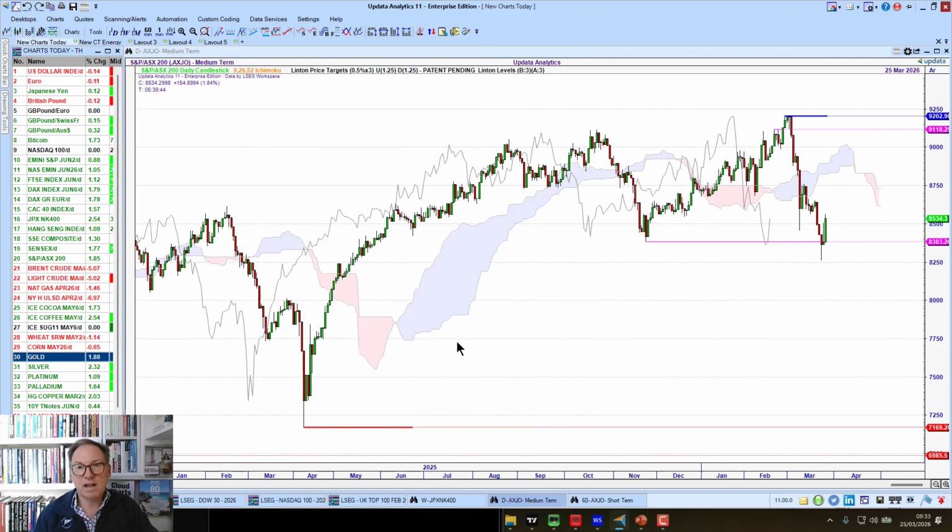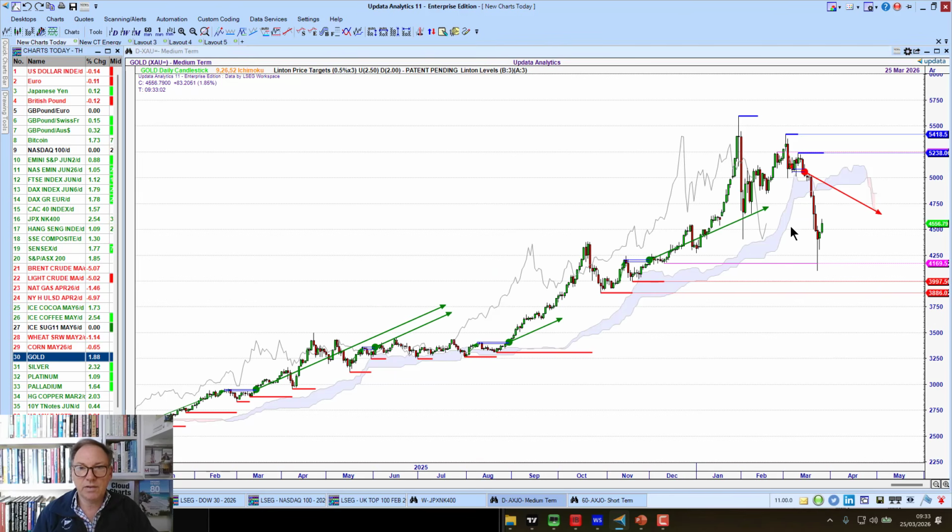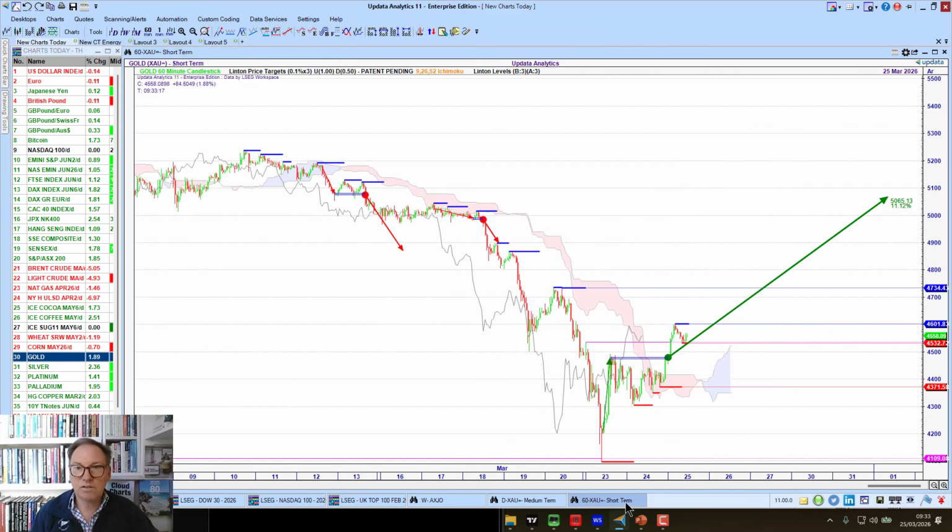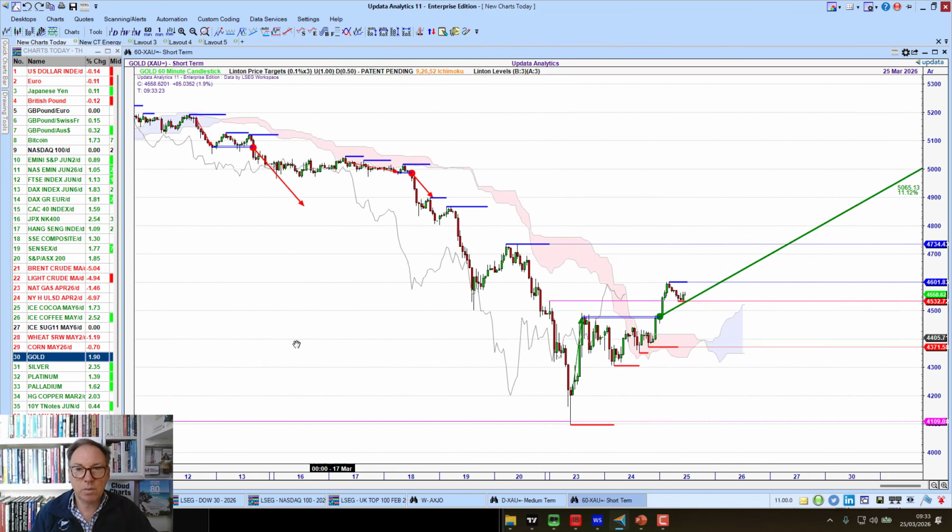That really did have a big sell-off this week on the daily chart, but we can see here that has given us a lower high, lower low scenario. So that isn't great, but we did bounce just on the lagging line. The short-term targets for gold, we've got a new upside target, and we are breaking above the cloud. So that is looking more positive.